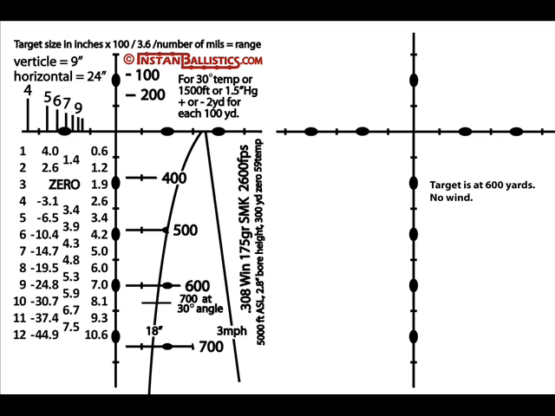Let's go to the next example. Okay, in this example, your target is at 600 yards and there's no wind. Look at your chart and determine where you would need to hold to adjust for a target that is 600 yards away. Okay, you can see on the third mil dot down, that's where you would need to hold to adjust for a 600-yard target.